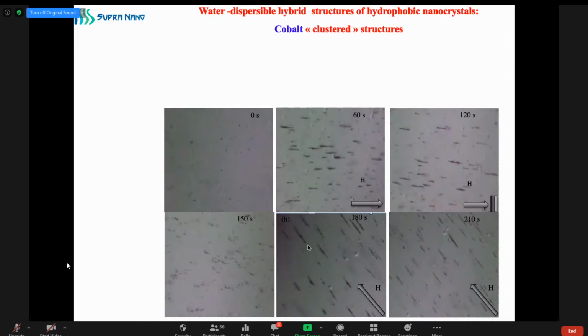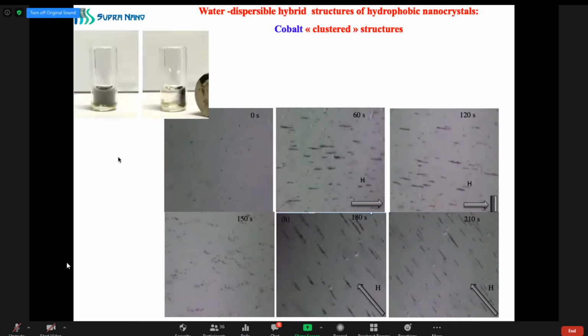And if you change the orientation of the magnetic field, you change the orientation of the dots. And you can see here that if you put a magnet progressively, you have all the particles going to the surface. And this system is magnetically stable for several weeks.